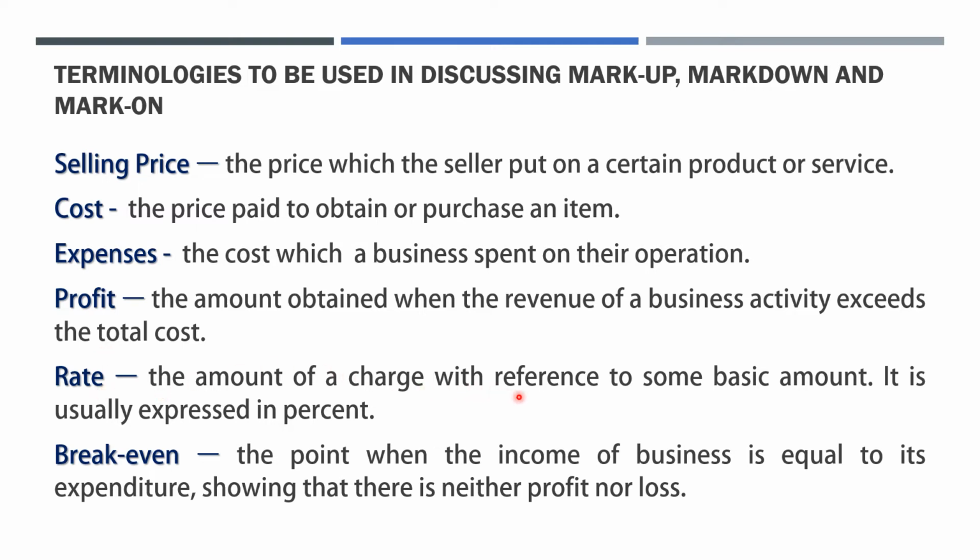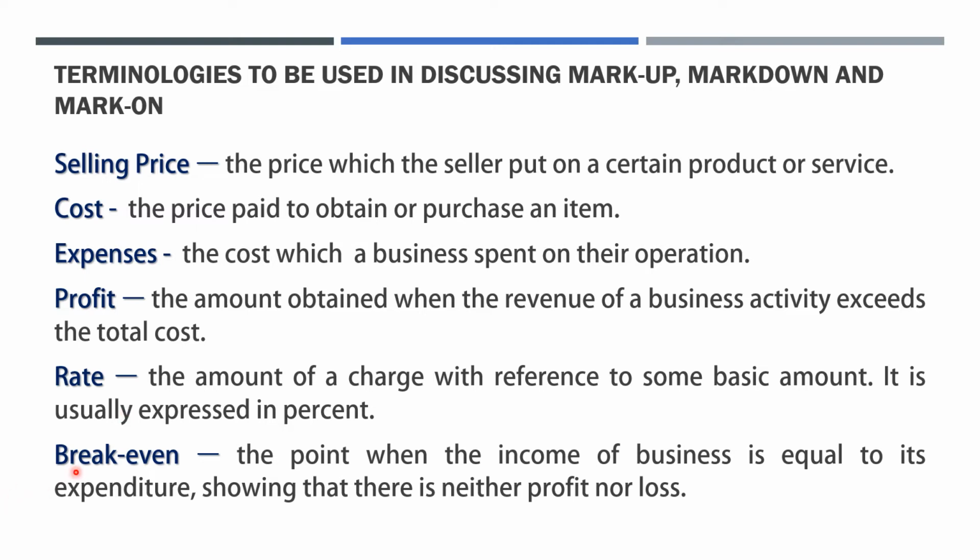Okay. Next, we have the rate. It's the amount of a charge with reference to some basic amount. It is usually expressed in percent. So the amount of a charge can be that you added an amount to the price of your item, or you subtracted from it, or something like that. And the rate there is usually expressed as a percent. Class, this rate will describe how much was added or deducted, how much you earned, how much you lost, or something like that. In business, it is usually a rate. The rate will describe, and it needs to have a percent.